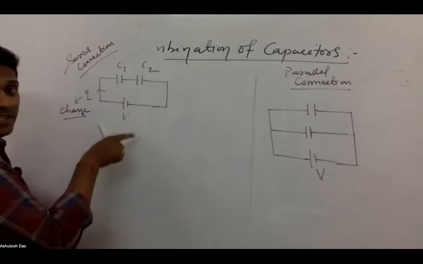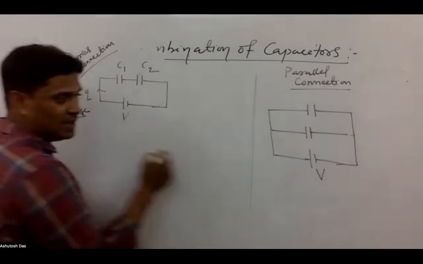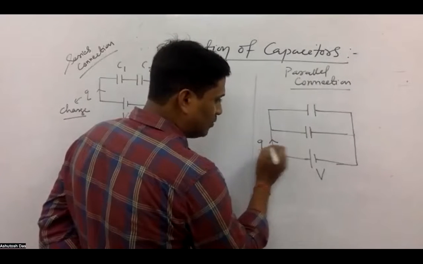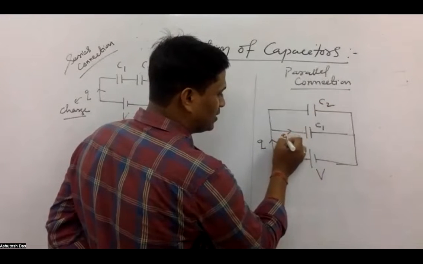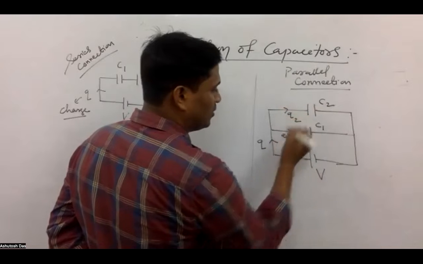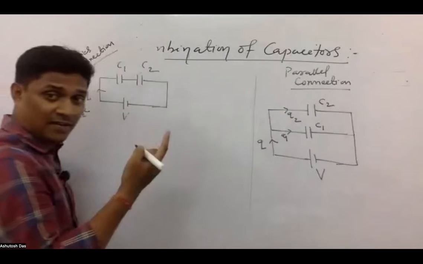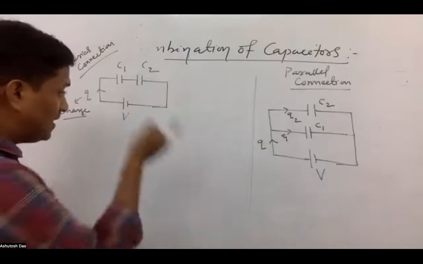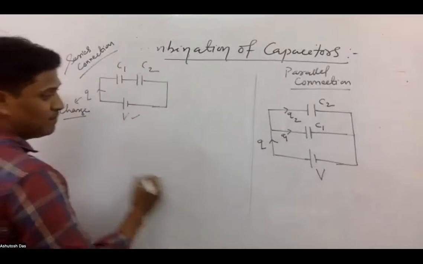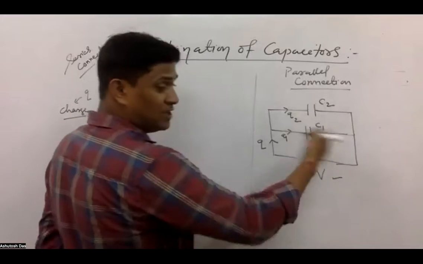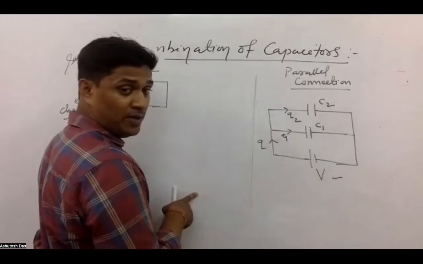In series, charge remains the same, voltage divides. In parallel, if total charge Q is going, let here the capacitance be C1, here the capacitance be C2. So here the charge will be Q1, here the charge will be Q2. Current divides, we say in resistors. But in capacitors, we say charge divides, right? This is the voltage V, this is the voltage V. Here the potential is going to be the same.